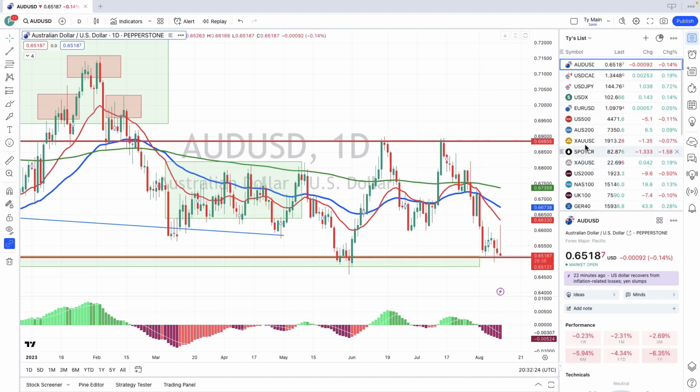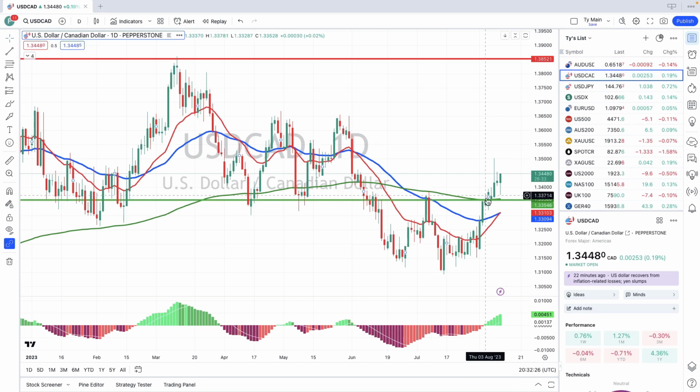So interesting trading on the Aussie. The US dollar CAD is obviously a little bit of a reverse of that.